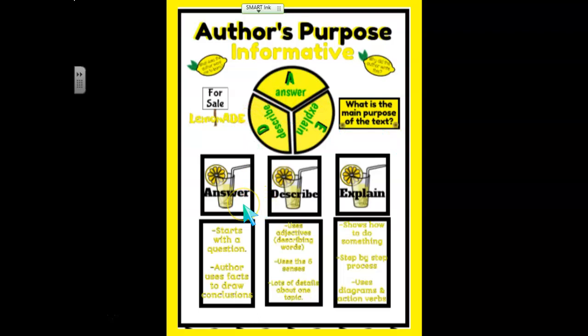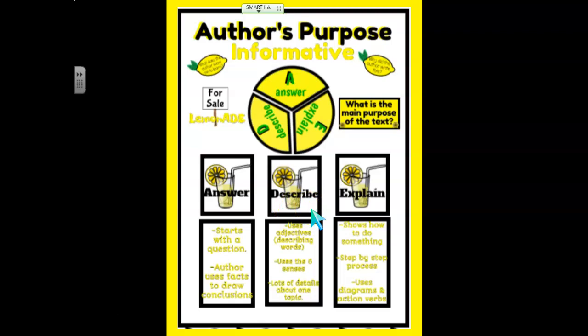All right, if the author chose to write to answer a question, when we read, we will notice that the author will start with a question. The author will ask the readers a question. Then the author will use facts that we should learn about that topic to draw conclusions. So as we read, the author will answer those questions using facts.